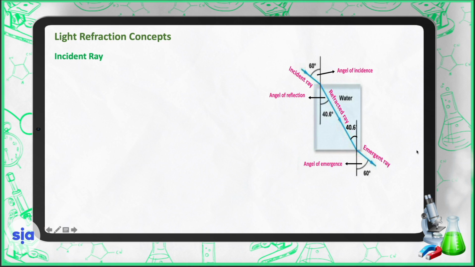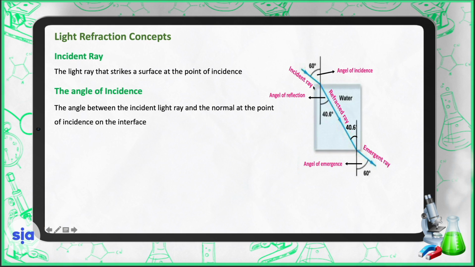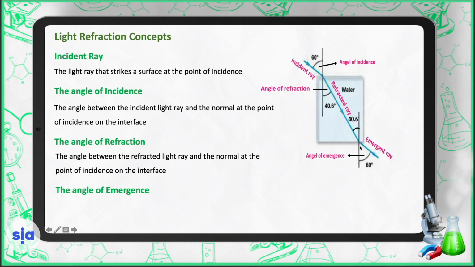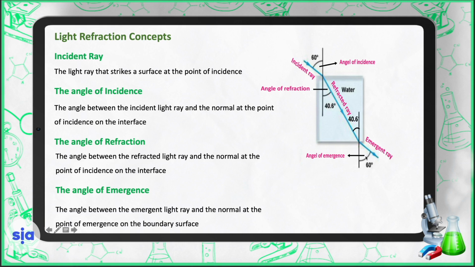In light refraction, we also have an incident ray, and this is the light ray that strikes a surface at the point of incidence. And we have the angle of incidence, which is the angle between the incident light ray and the normal at the point of incidence. Here is the refracted ray, and we have also the angle of refraction, which is the angle between the refracted ray and the normal at the point of incidence on the interface. We have also the emergent ray and the angle of emergence, which is the angle between the emergent light ray and the normal at the point of emergence on the boundary surface.